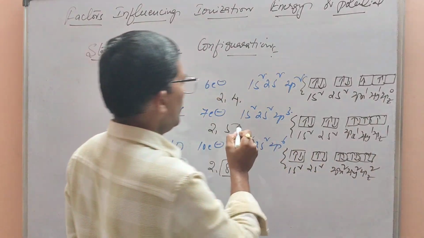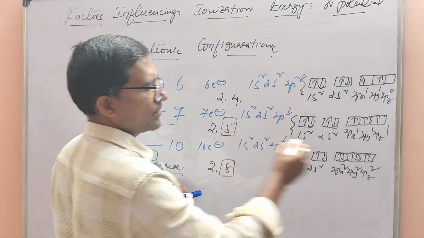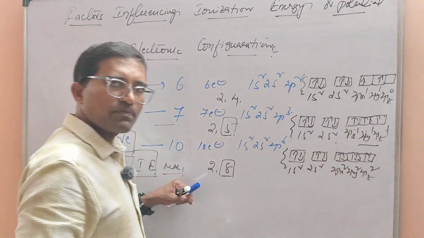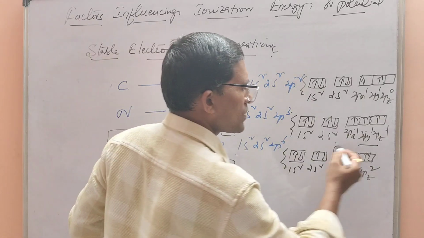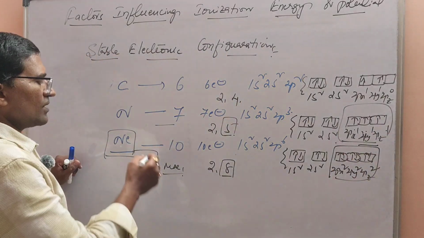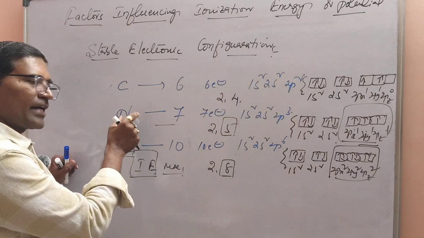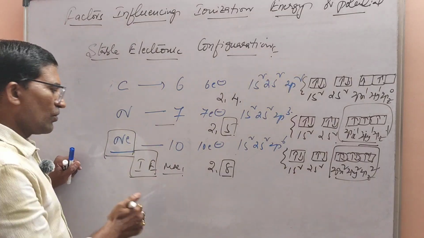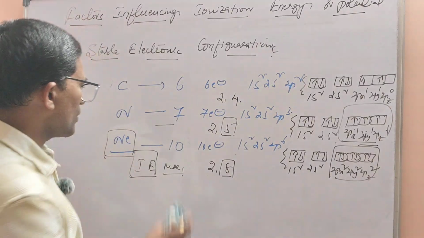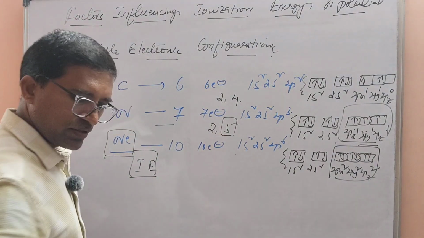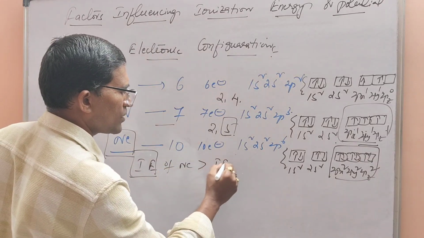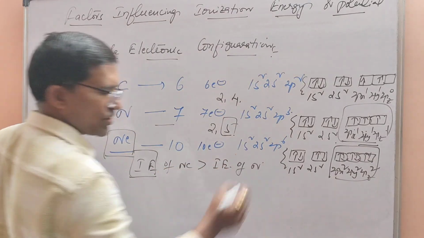And nitrogen, we have 5 electrons in the last shell. This is 2s2, and the remaining 3 electrons are in half filled orbitals, one each. Fully filled orbitals are more stable compared with half filled orbitals. So the ionization energy is a little bit lesser for nitrogen compared with neon. I will write very clearly here: the ionization energy of neon is more than the ionization energy of nitrogen.